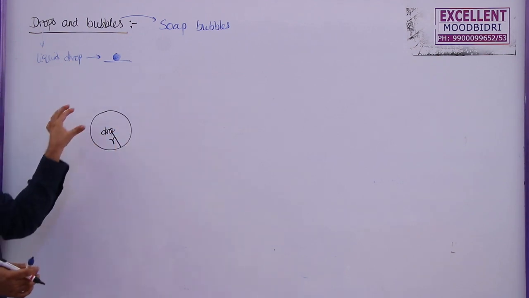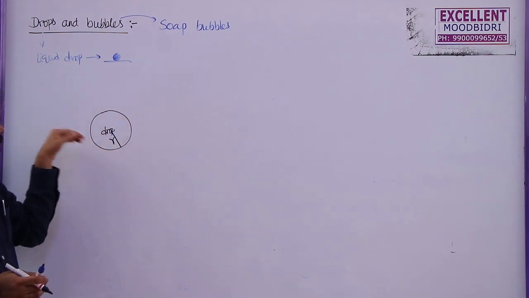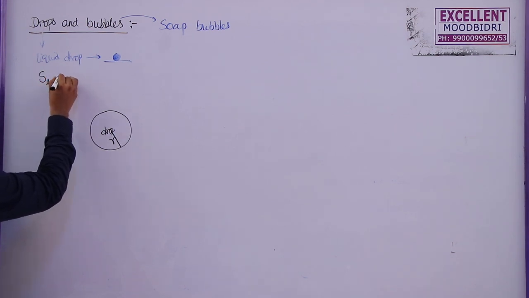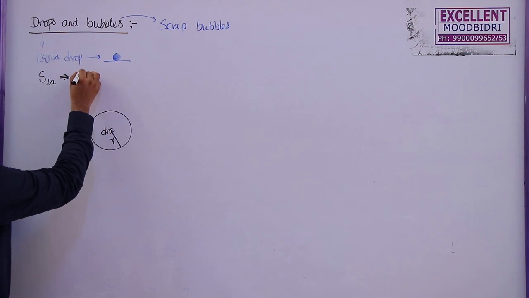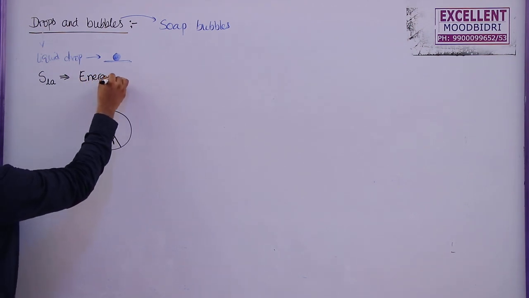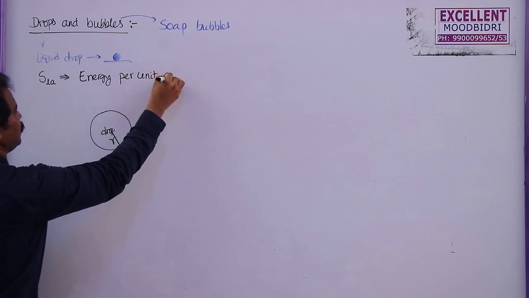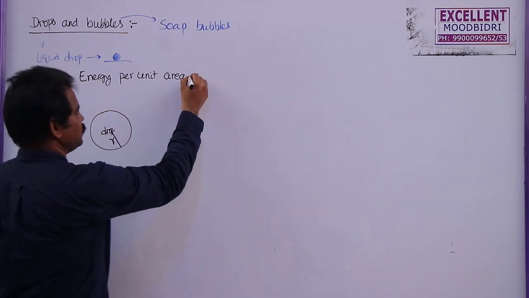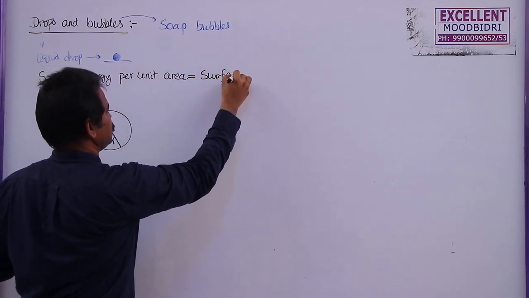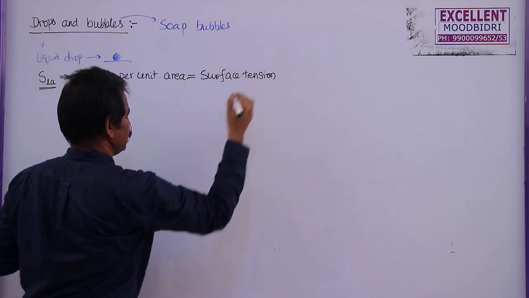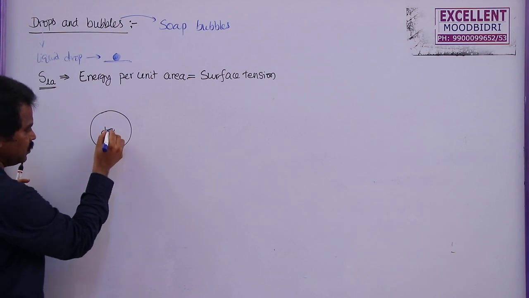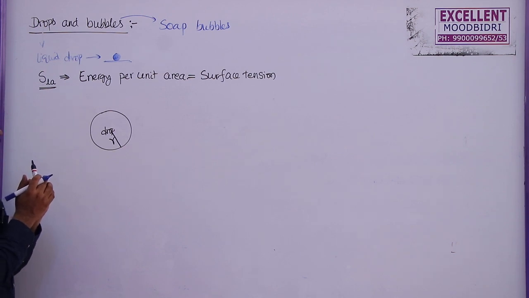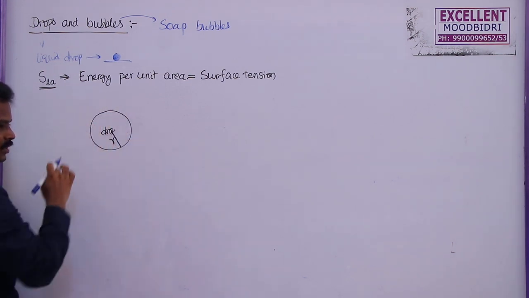We know that every liquid surface will have some energy. That energy per unit area, we call it surface energy or surface tension. So this is the surface tension of this liquid. In this case, if you take this drop of radius r and want to increase the size of this drop, why am I taking this drop in a spherical shape?